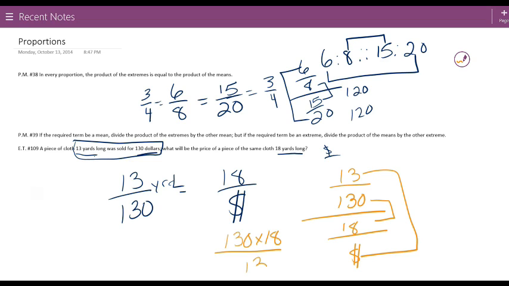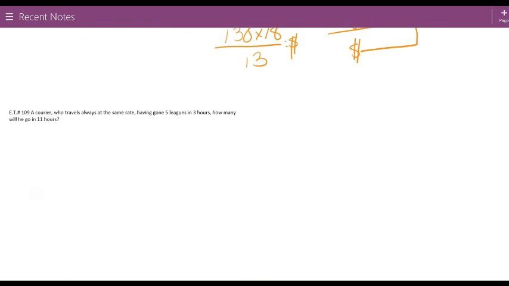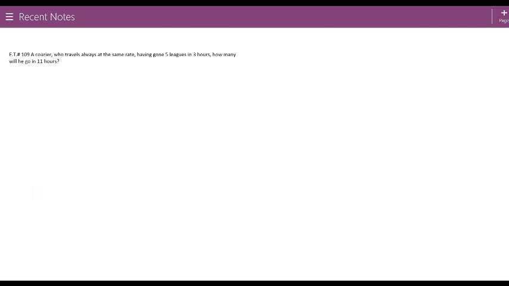Over 13 is then going to give you how much money it would be for the 18 yards of cloth. All right, let's go ahead and look at this second example. A courier who always travels at the same rate, having gone 5 leagues in 3 hours, how many leagues will he go in 11 hours? So again, we're dealing with hours and leagues.